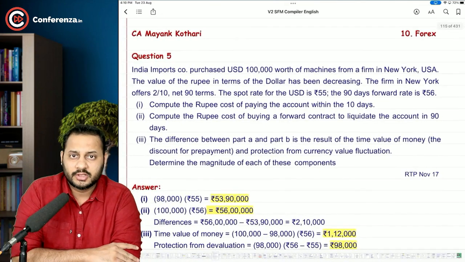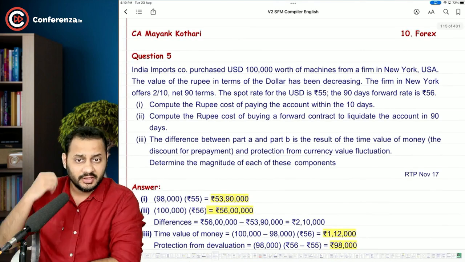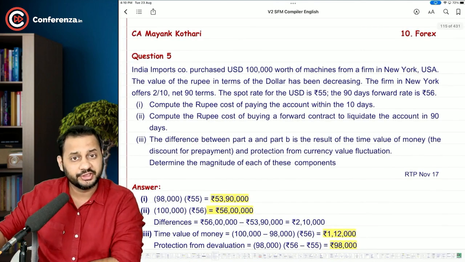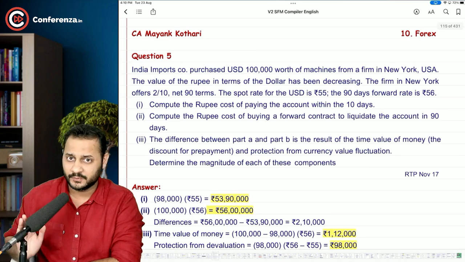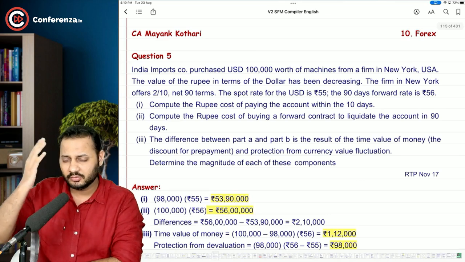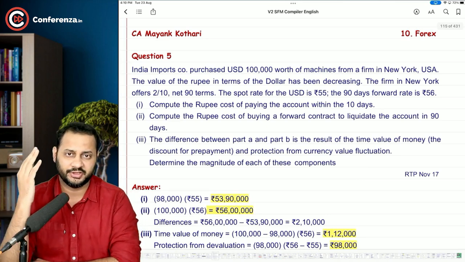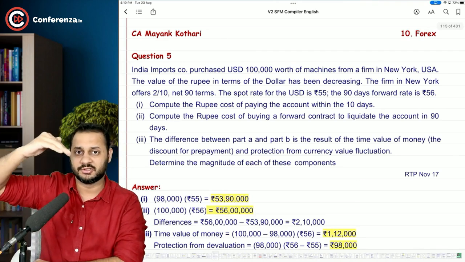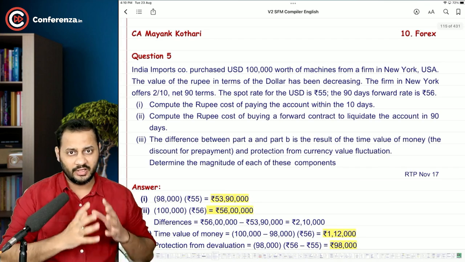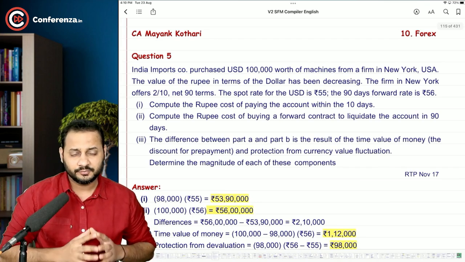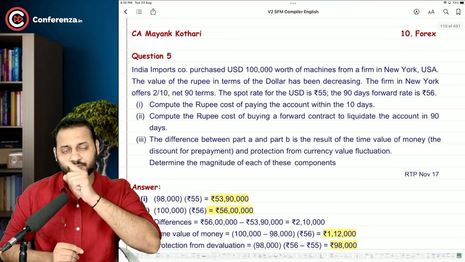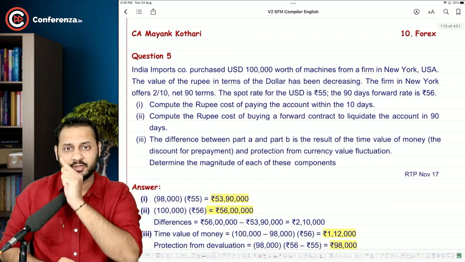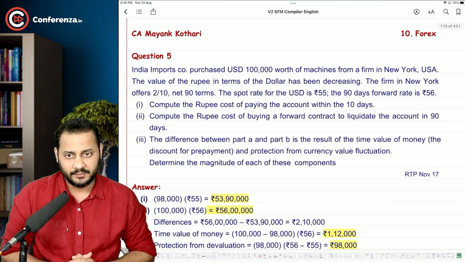India Imports Company purchased 1 lakh US dollar worth of machines from a firm in New York. So just use your imagination. Something from America has been purchased, the machines. Okay, so we have brought the machines from America. We have to make the payments of 1 lakh dollar to the other party.